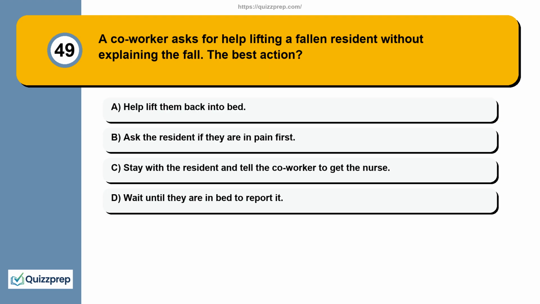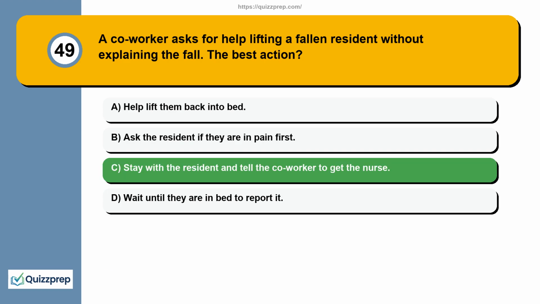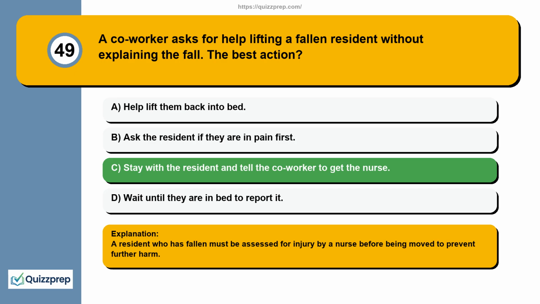Question 49. A coworker asks for help lifting a fallen resident without explaining the fall. The best action: help lift them back into bed. Ask the resident if they are in pain first. Stay with the resident and tell the coworker to get the nurse. Wait until they are in bed to report it. A resident who has fallen must be assessed for injury by a nurse before being moved to prevent further harm.